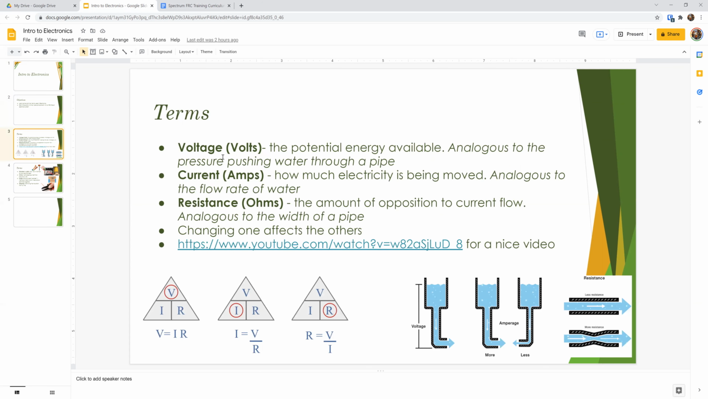And yeah, just to start with, three major terms that you're going to hear a lot in the electrical world are voltage, current, and resistance. Voltage is measured in volts, and it's a potential energy available. So when you have a AA battery or a D battery or our FRC battery, all of those have some amount of volts available. Whether it's a 12 volt FRC battery or a 12 volt drill battery, those 12 volts are the same. It's the potential energy available, the difference in voltage.